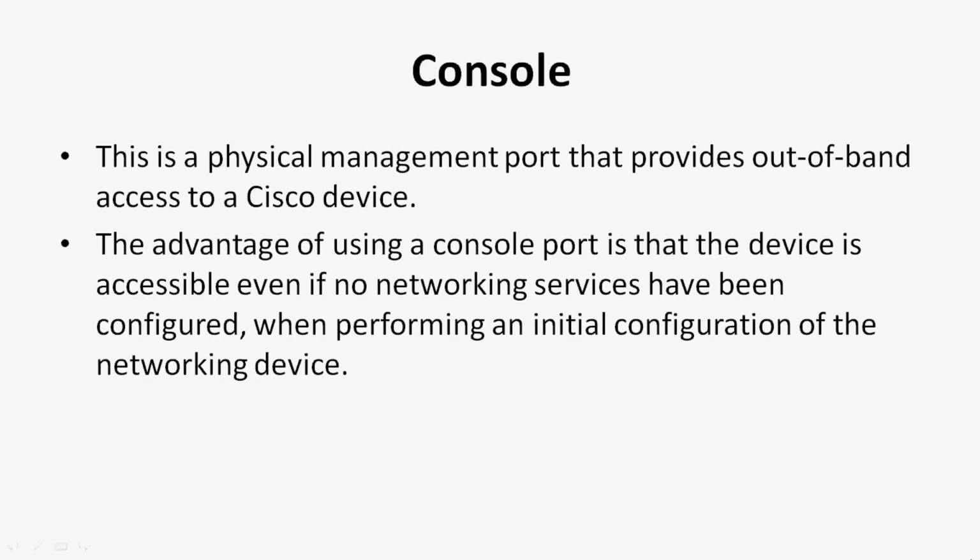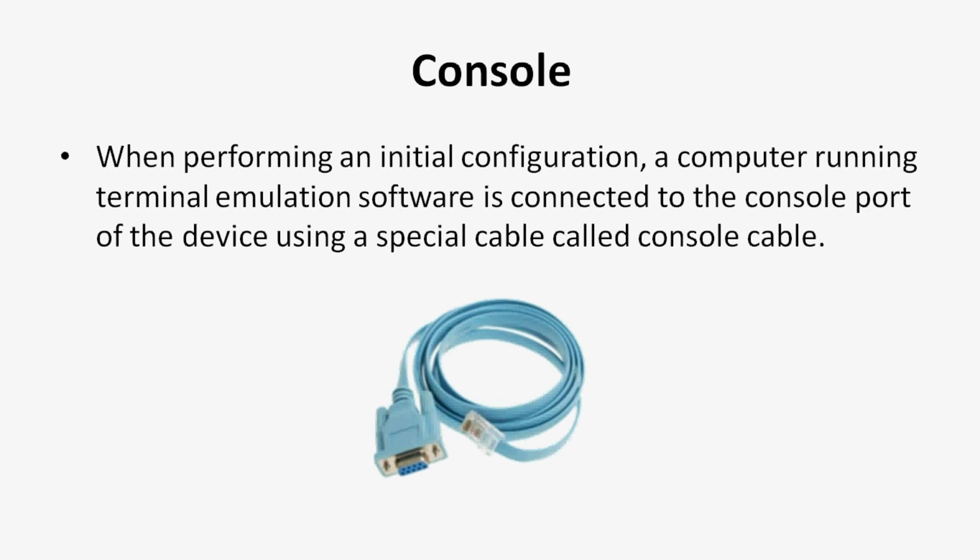First one is console. This is a physical management port that provides out-of-band access to a Cisco device. The advantage of using a console port is that the device is accessible even if no networking services have been configured. When performing an initial configuration of the networking device, a computer running terminal emulation software is connected to the console port of the device using a special cable called a console cable.